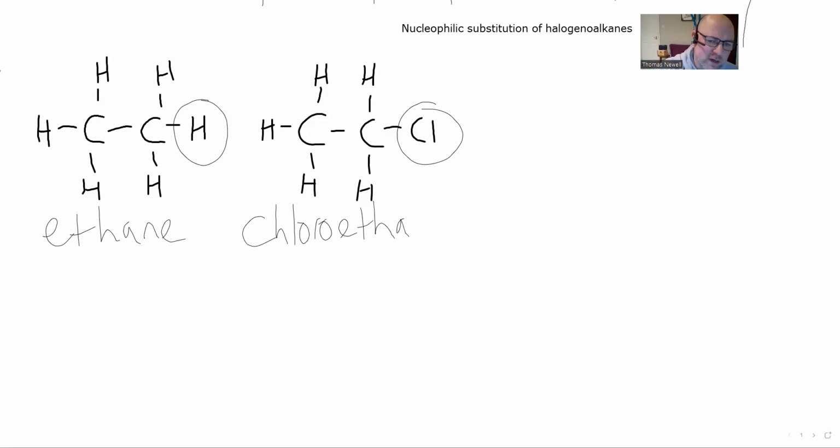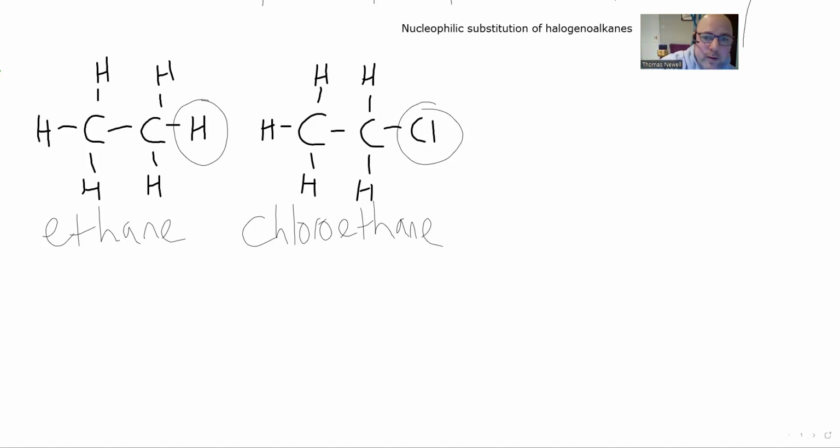So today I'm going to be looking at chloroethane as my halogenoalkane, but the reactions are the same no matter what your halogenoalkane is. So we're going to be looking at nucleophilic substitution. Now, it's not just halogenoalkanes that undergo nucleophilic substitution, but mainly at A level, you will be dealing with halogenoalkanes. Why do they undergo nucleophilic substitution?